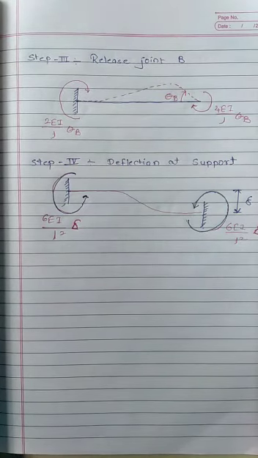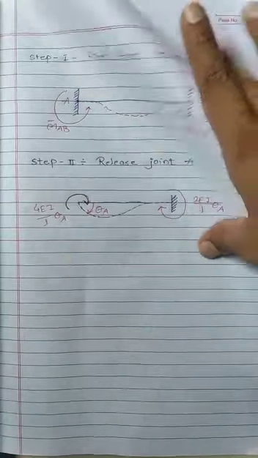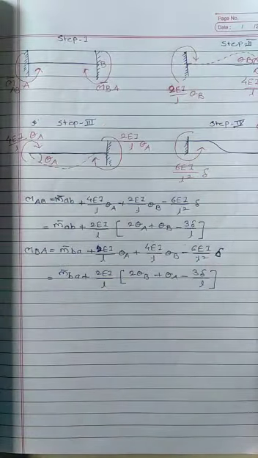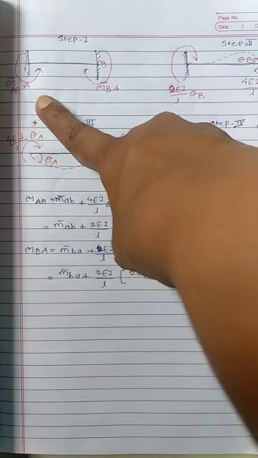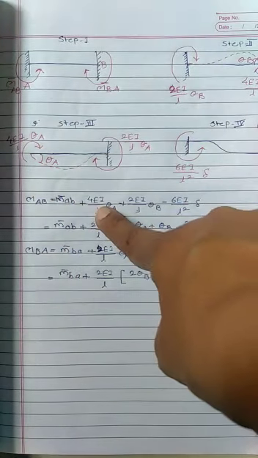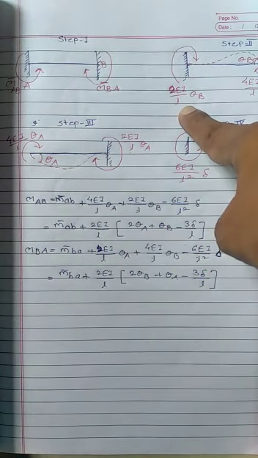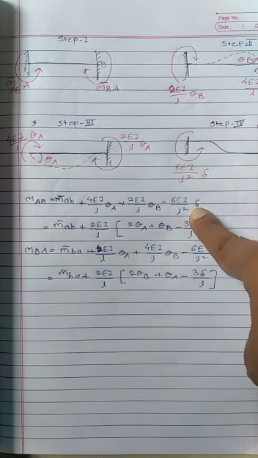Now the next step is to add up all the moments at A and B. Cumulatively, the diagram is like this: step 1, step 2, step 3 and step 4. The final moment M of AB is M bar of AB, plus 4EI by L theta A, plus 2EI by L theta B, minus 6EI by L square into delta.